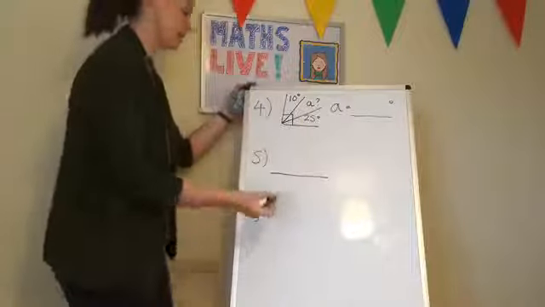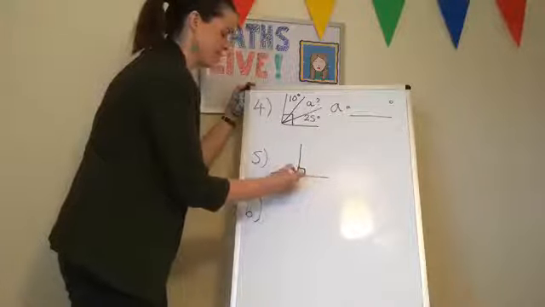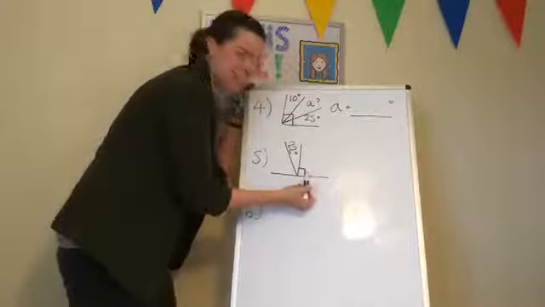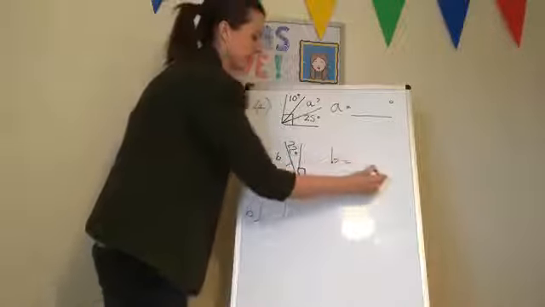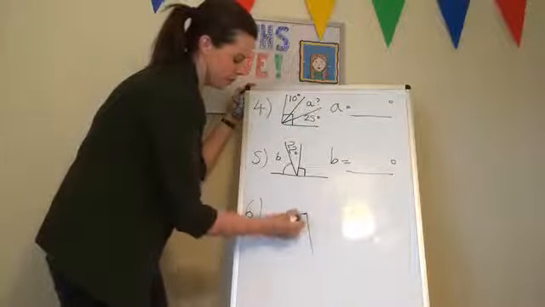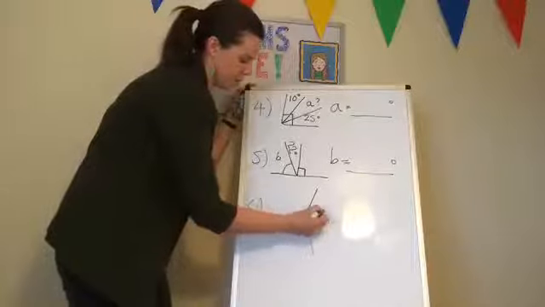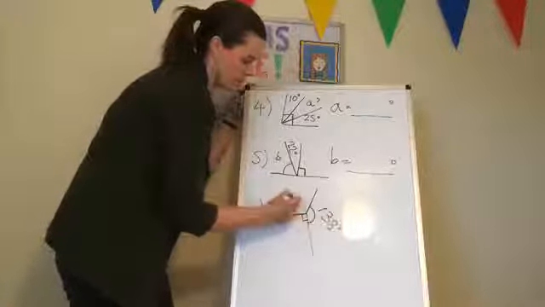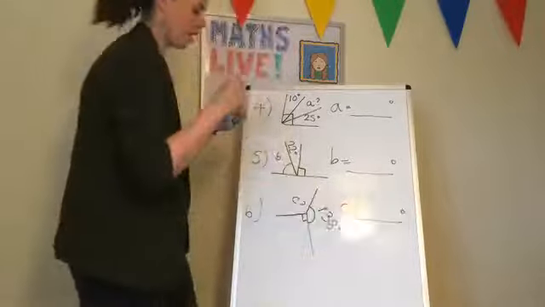Okay, so what is A? With this one, I'm not going to read it out. So we've got that angle, this angle. What is B? And with the last one, give that a go, team. Well done.